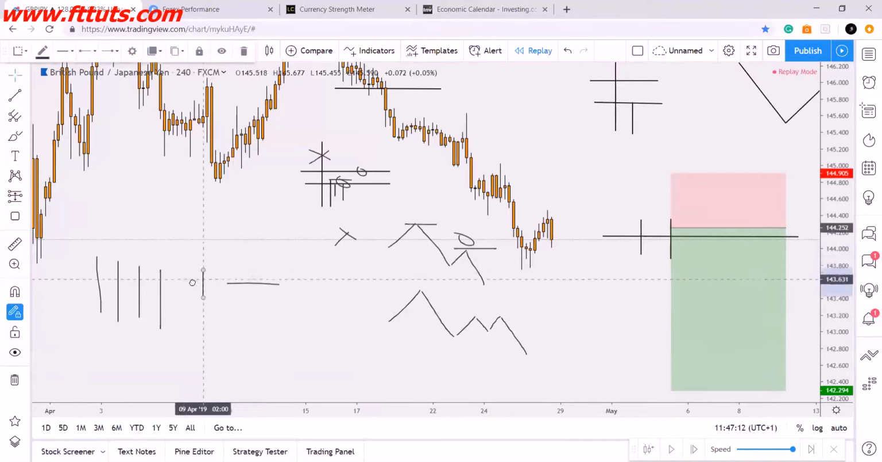If this is the range, compare it to here, do you think we still have enough room to move down? Yes, we've got a bit of room there. Right.